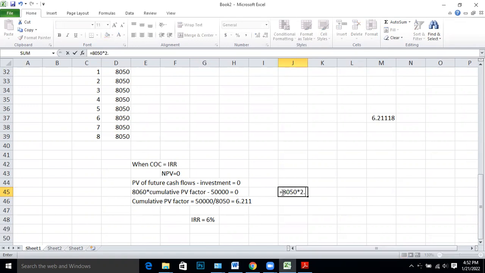8050 into 6.210, which is what we had there, minus 50,000. That's almost 0, right? 10 compared to the thousands, 10 is almost 0. Yeah. So 6% is the IRR.